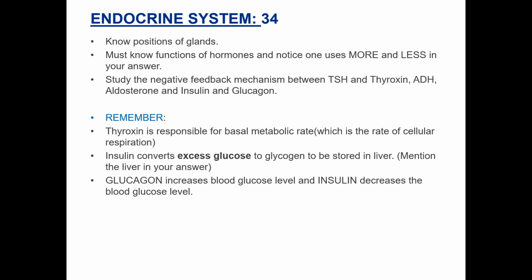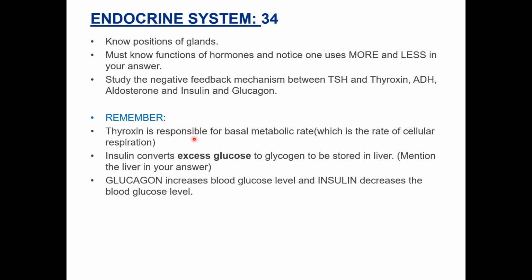The endocrine system. The endocrine system will count for 34 marks. Now, in the endocrine system, you must know the position of the glands. You must know the functions of the hormones, and notice you will use the word more and less a lot in your answer. You must also study the negative feedback mechanism between thyroid stimulating hormone and thyroxine, ADH, which is antidiuretic hormone, aldosterone, and insulin and glucagon.